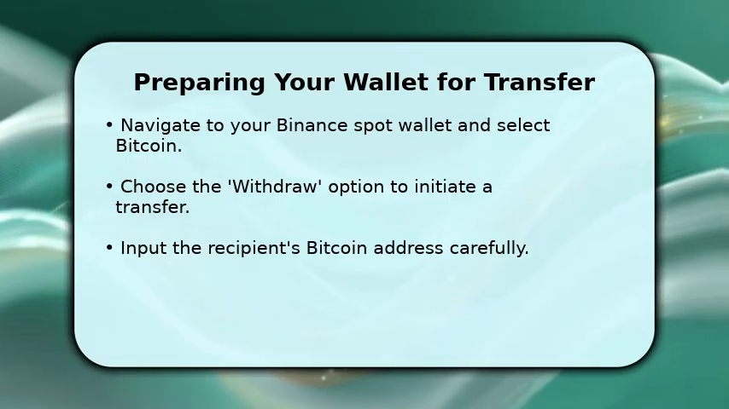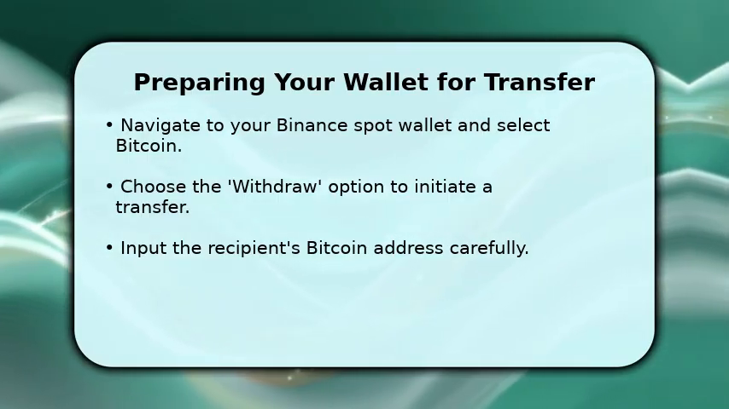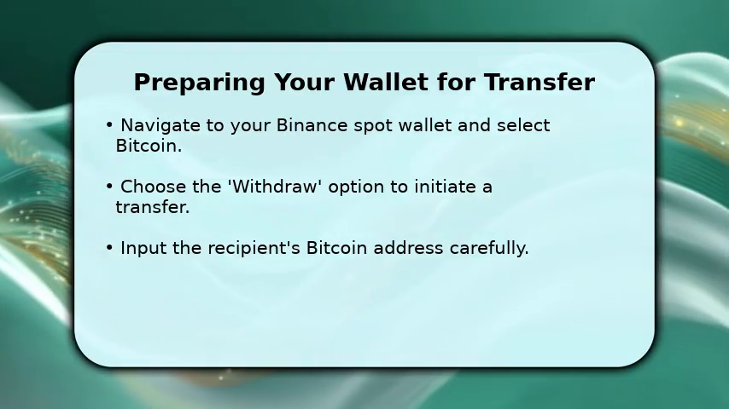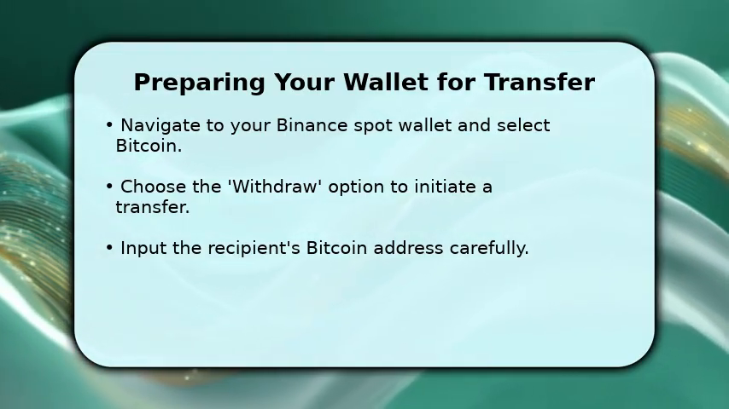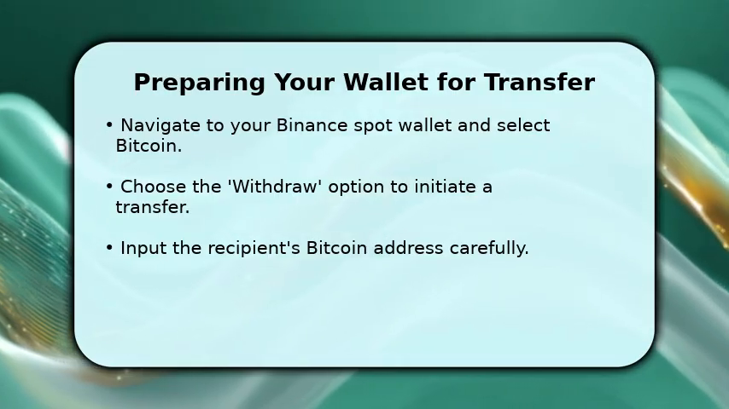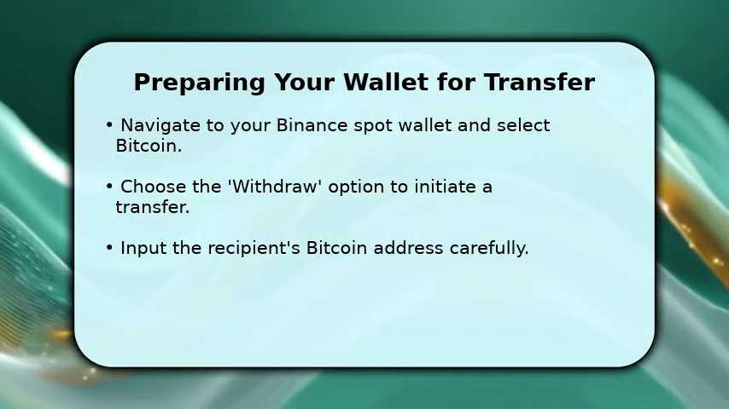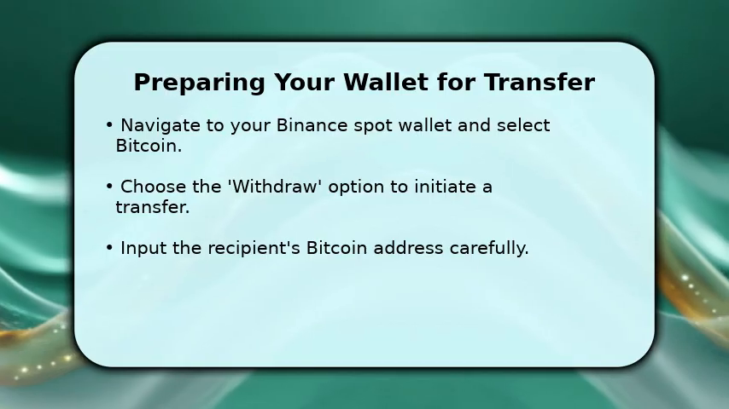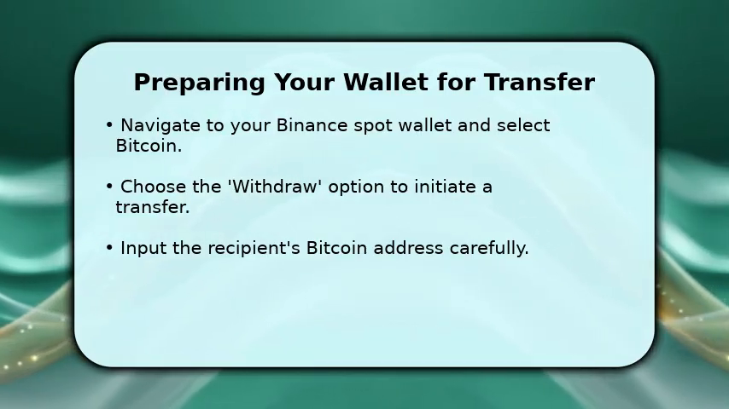Locate Bitcoin from your list of assets and select the withdraw option. This action will open the withdrawal interface where you'll input the payment details. It's absolutely critical to accurately enter the recipient's Bitcoin address. Double-check every character, as an incorrect address could result in irreversible loss of your funds. Always confirm the network type matches the recipient's wallet.